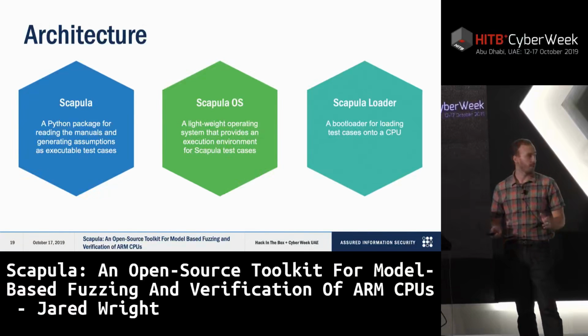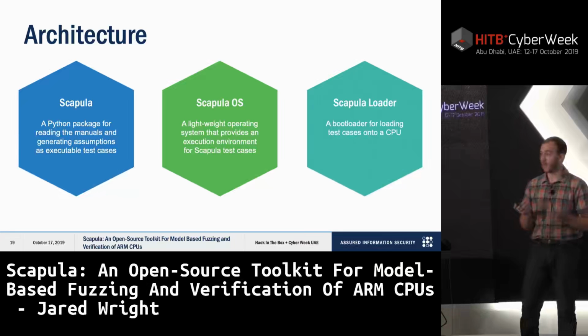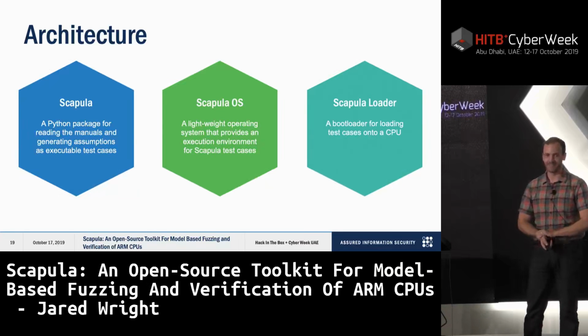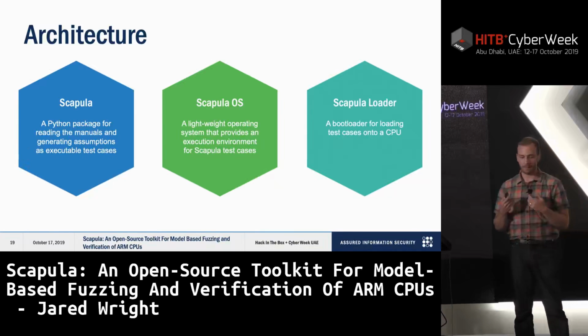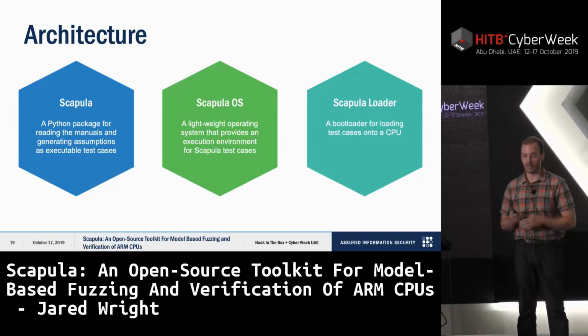The tool is broken up into 3 major components. There's the main Scapula portion of the tool. This is a Python package, for anybody who likes Python. I sure do. It's a Python package that reads the manuals for you. You get that for free. That's the part that lets you generate your assumptions and generate basically C code that you can compile and run on an ARM CPU.